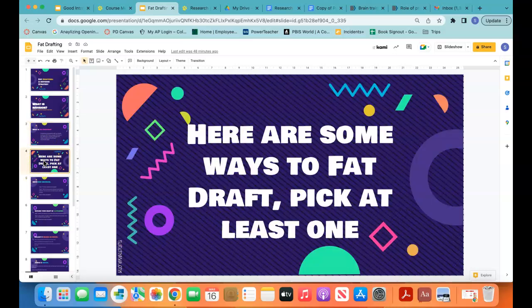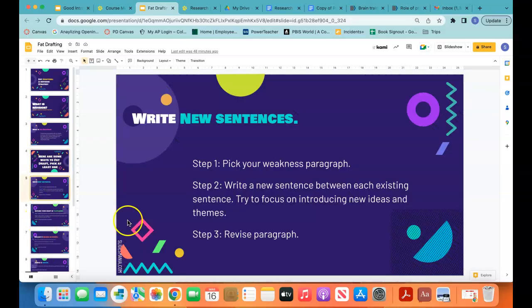So here are some ways to fat draft. You're going to pick at least one of these. The first one is you can write new sentences. So you're going to pick your weakest paragraph, and then between each sentence in that paragraph, you are going to write a new sentence. Try to focus on introducing new ideas and themes. Once you have finished writing all your new sentences, you're going to look through the paragraph and revise it.